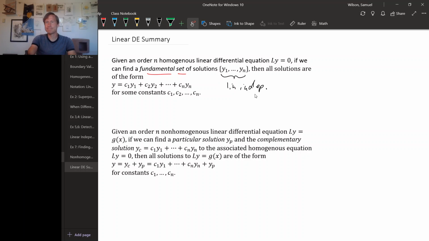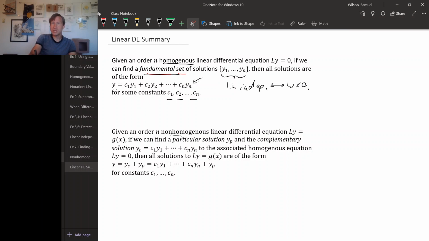And we can check if they're linearly independent by checking that their Wronskian isn't 0. If you can find a fundamental set of solutions, then all solutions will be of this form, just combinations of your n solutions from the fundamental set. So you can choose any constants to come up with different solutions here, and every solution will be of this form. And that's for homogeneous linear differential equations, so we need to find a fundamental set.